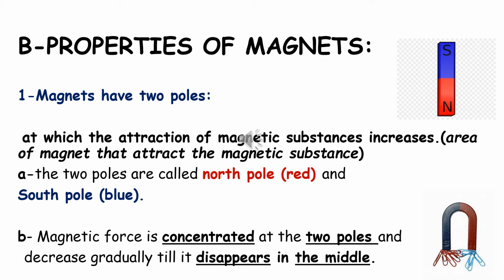The 2 poles of the magnet are called the North Pole, which we refer to with the red color, and the South Pole, which we refer to with blue color. The magnetic force of any magnet is concentrated and increases at the 2 poles of the magnet. And the magnetic force decreases gradually till it disappears in the middle of the magnet. So, the magnetic force of the magnet increases at the 2 poles and disappears in the middle.